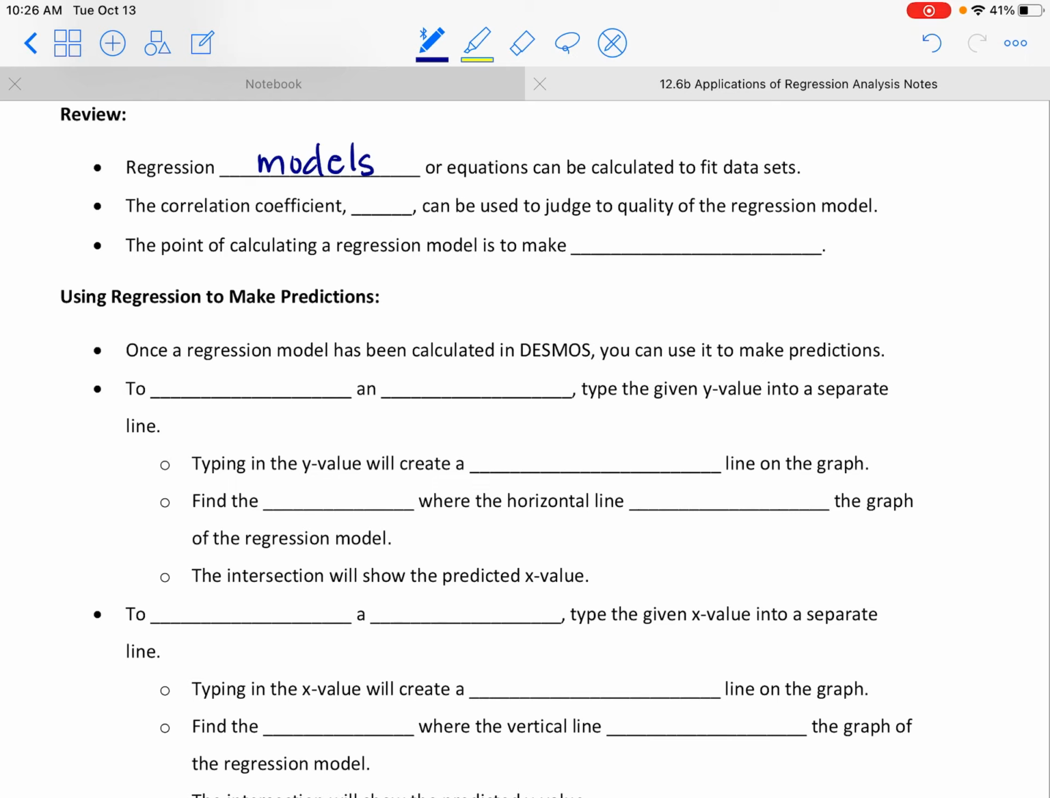And we said we could judge the quality of the model that we calculated, and the accuracy of the predictions it would make, using the correlation coefficient. If we looked at the value of r squared, we could figure out how good of a model we would have. But the whole point of calculating the regression model was so that we could use it to make predictions. And that's the piece that we're going to add on today. We're going to look at how to use our models to make predictions.